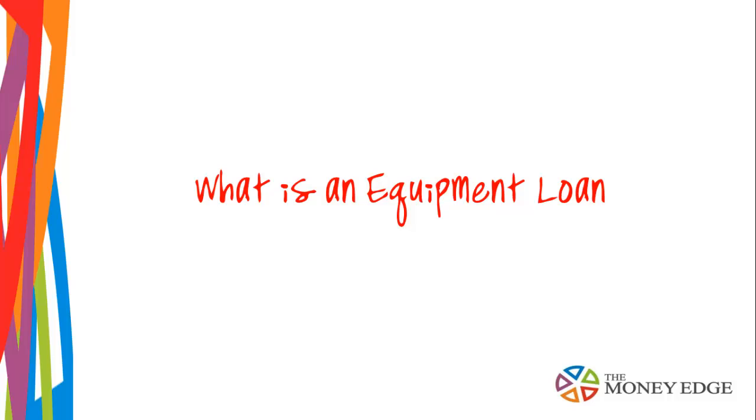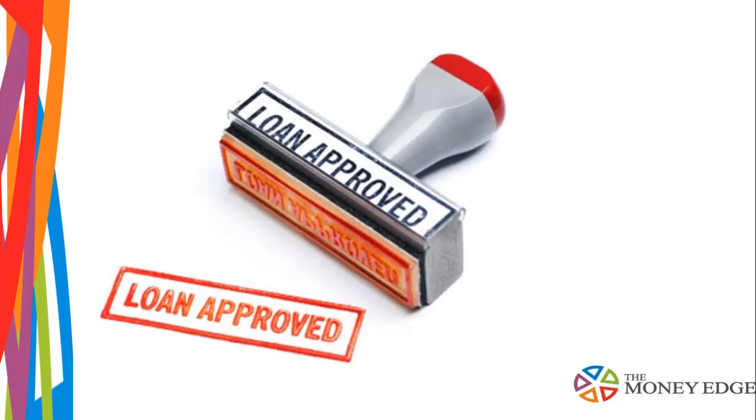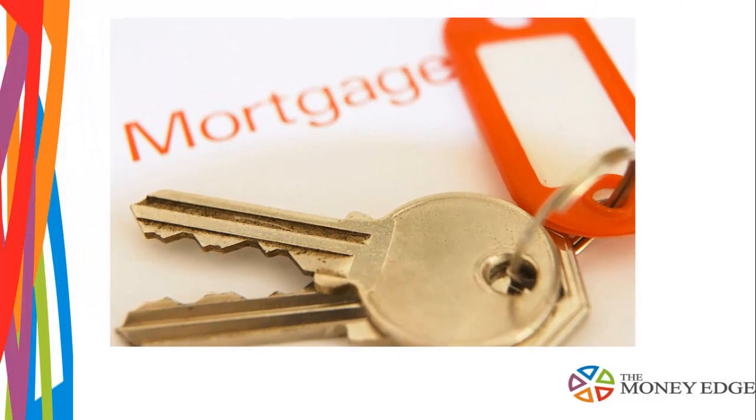What is an equipment loan? A chattel mortgage or loan is essentially a mortgage over the asset that is to be financed. The asset becomes your property at the time of the purchase, and the financier takes a mortgage over the asset as security for the loan by registering their interest over it with the PPSR, the Personal Property Security Register.